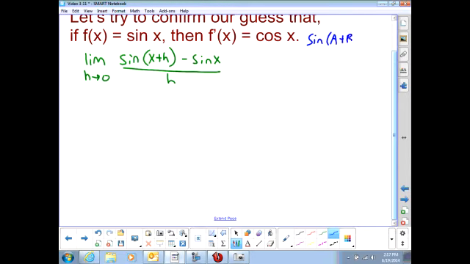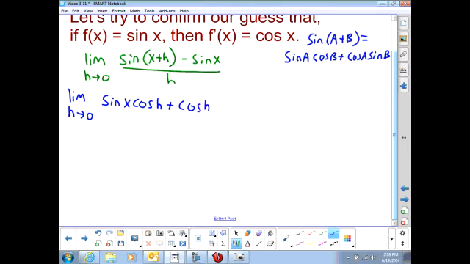On your trig reference sheet, it was sine of a plus b, and it told us that that was equal to sine a cos b plus cos a sine b. Well, in our case, a is just the x, and b is just the h. So we'll have the limit as h approaches 0 of sine x times cos h plus, oops, sorry, cos x times sine h. And then we've got the minus sine x, and we're all over h.